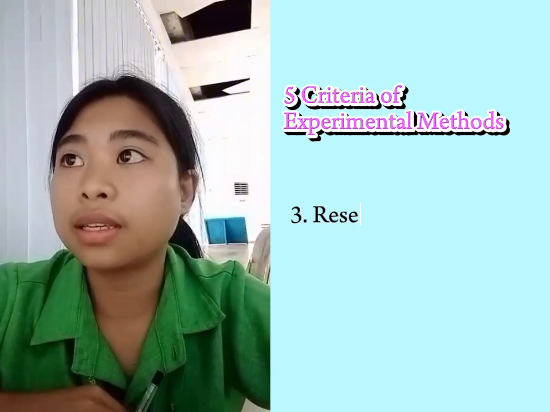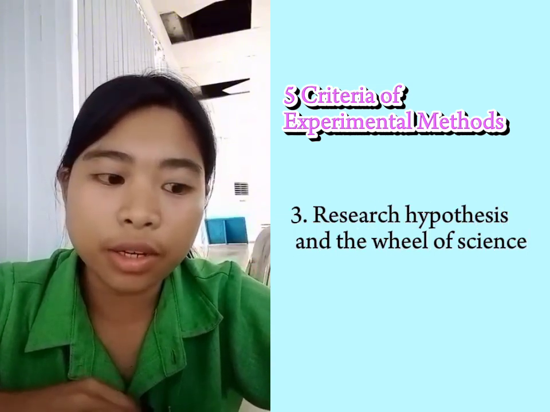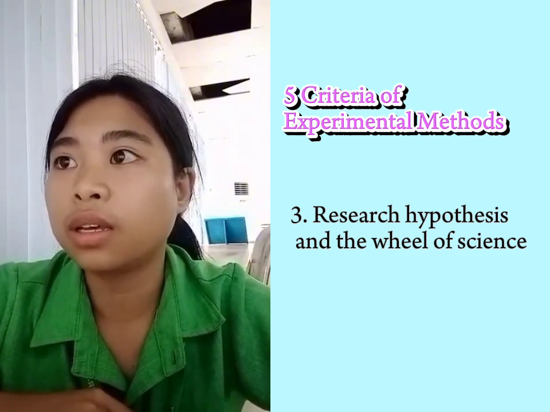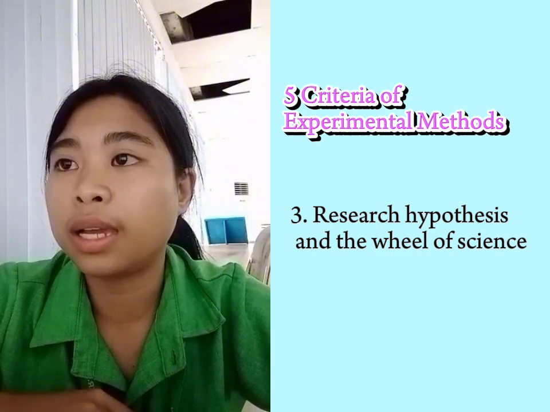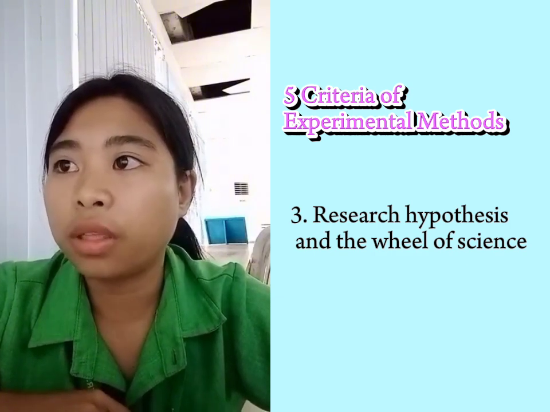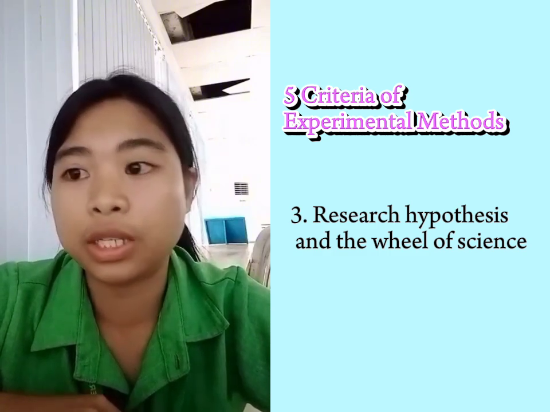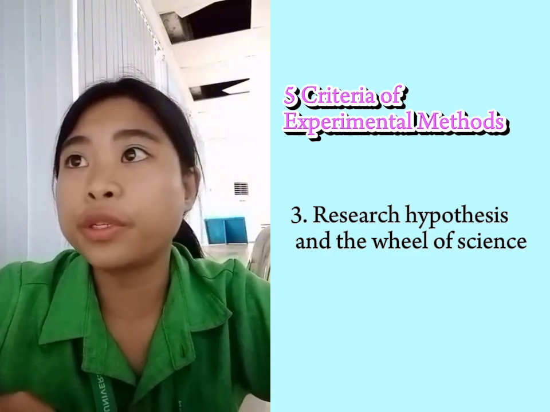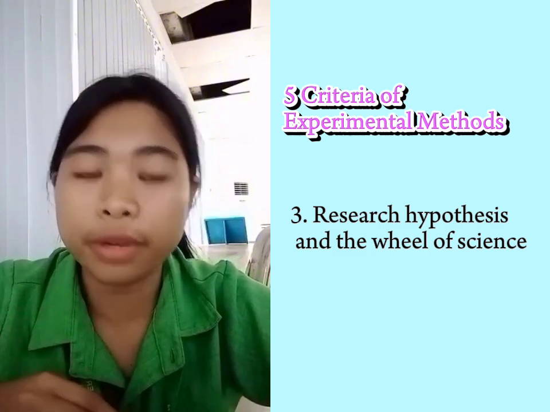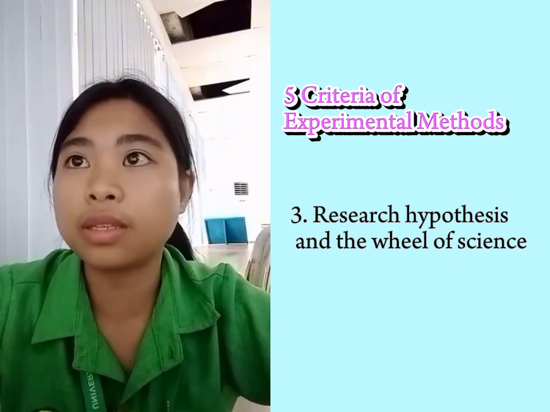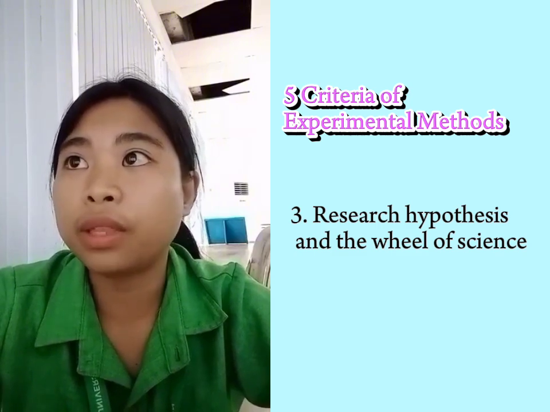The third criteria is the research hypothesis and the wheel of science. This criteria has four parts. First, hypothesis, prediction, and theories. Second, operationalization and measures. Third, the data analysis. And fourth, the interpretation, theory, and novel predictions. The purpose of psycholinguistic experiments is to verify hypotheses about human language processing. Hypotheses concern the relation between independent and dependent variables. Research hypotheses are at the very heart of the experimental method.